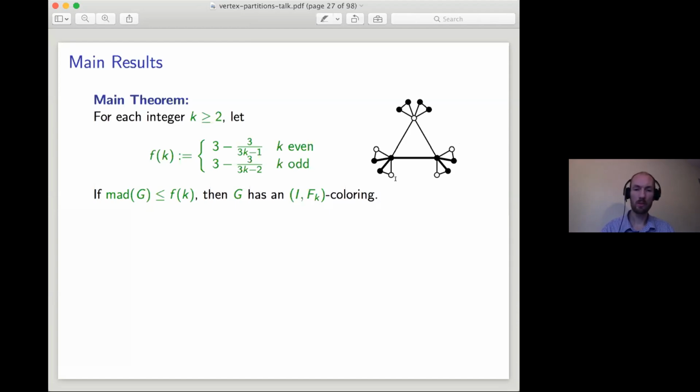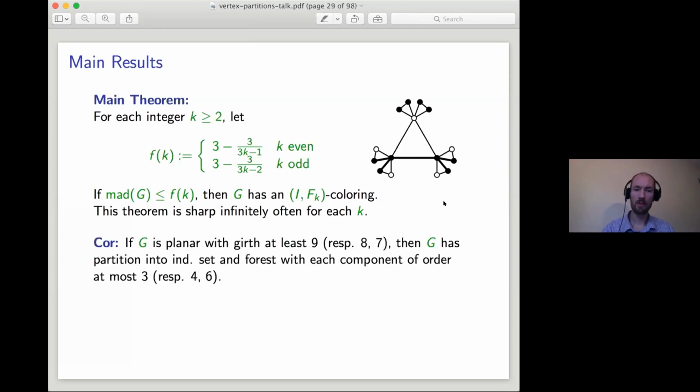So this was our result, and in fact, this is sharp infinitely often for each K. I'll show you the sharpness examples in a little bit. Before I do that, let me just mention a few corollaries. If G is planar with girth at least, there are results for girth at least 9, girth at least 8, girth at least 7. It makes sense that as your girth is going down, the number of vertices that you have to allow in your forest is going up, right? Because it's a more dense graph, and so you're going to have to put more of those edges into the forest is sort of the intuition.